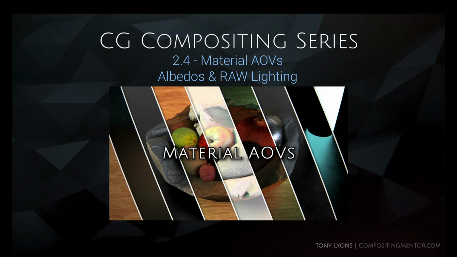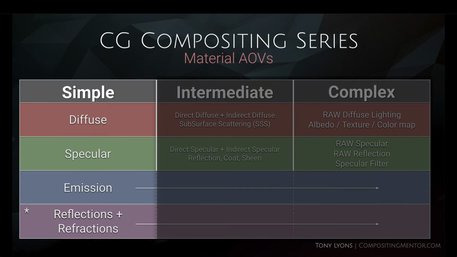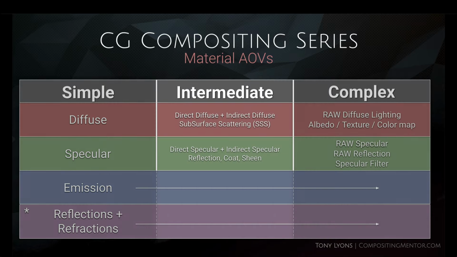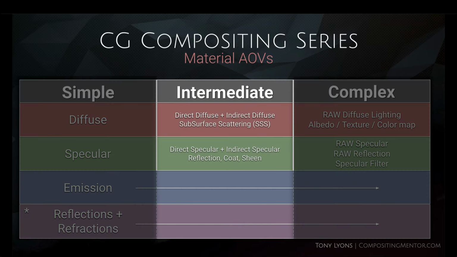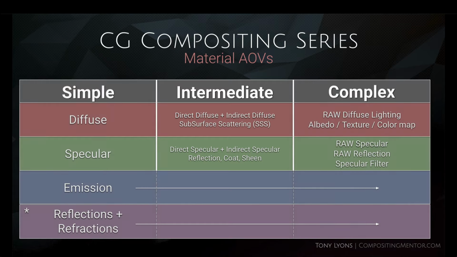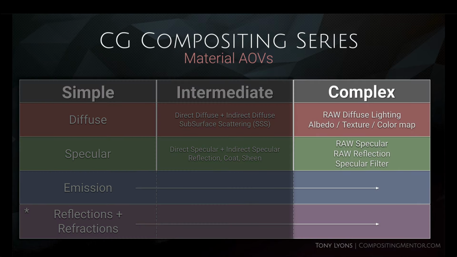In this video, we're going to be continuing with the Material AOV section, talking about albedos and raw lighting. In previous videos, we went over the simple breakdown, which was the diffuse, specular, and emission. Then we broke it down further to intermediate, which was the direct lighting and indirect lighting. And now we're moving on to the complex level, which involves raw lighting and albedo or texture maps.